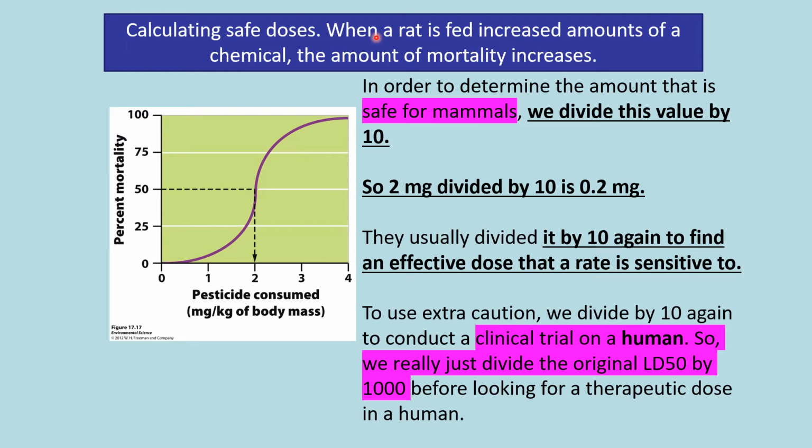Remember that in order to determine the amount that is safe for mammals, well, actually, you might not know this. It's in your book. We divide this value by 10. So 2 milligrams divided by 10 is 0.2 milligrams. And then they divide it by 10 again to find an effective dose that a rat would be sensitive to. So for extra caution, we divide by 10 again to conduct a clinical trial on a human. So we really just divide the original LD50 by 1,000 before we look for a therapeutic dose in something for a human.